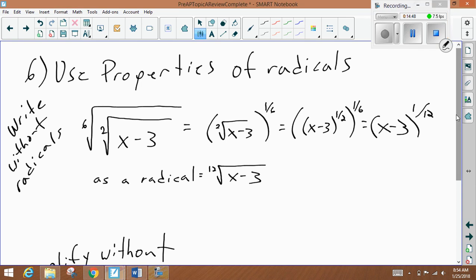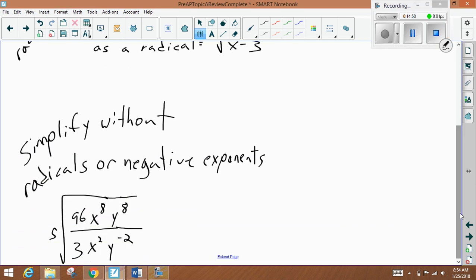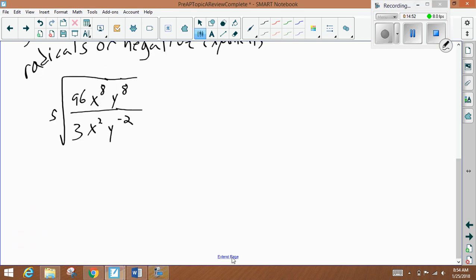All right, and the next one. Hey, what if I needed to simplify this without radicals or negative exponents? Well, what I'm going to do is first work out what is inside of my radical. Because it's what's inside that counts.